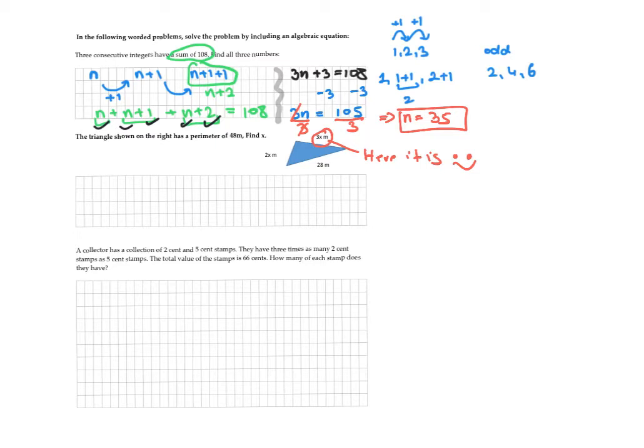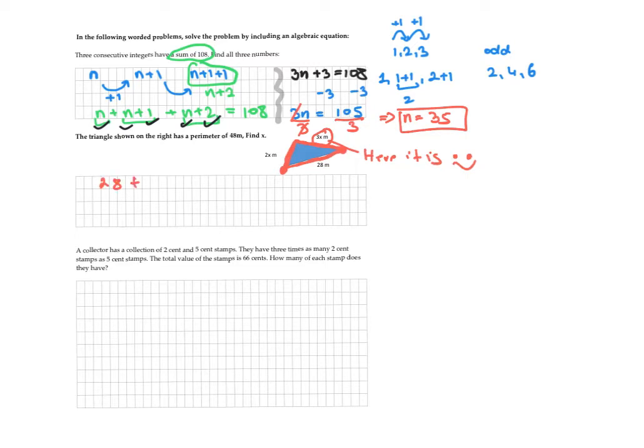Perimeter. What is perimeter and how do we find the perimeter of a triangle? Pretty much we're just adding the sides. You start from one side, go around, and come back to where you started. So what do we have? If we start here, it is 28 meters.